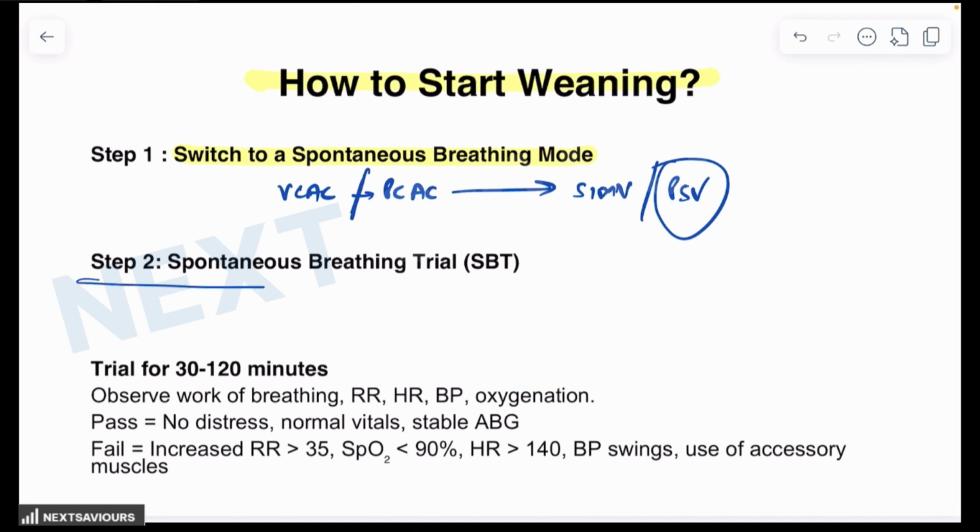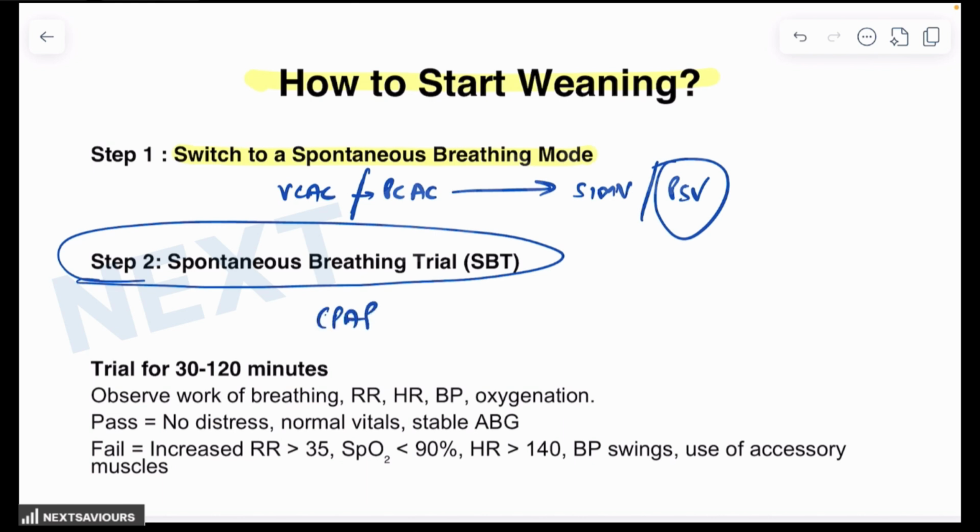Second is spontaneous breathing trials. Once the patient is tolerating the spontaneous breathing, then switch to CPAP or low level pressure ventilatory support, or pressure support ventilation, low level pressure support ventilation, and go for the trial of 30 to 120 minutes.